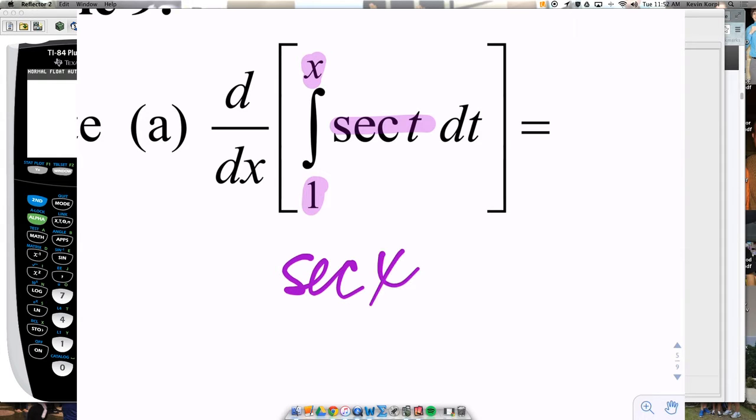Secant of x. Perfect. That's the answer. Perfect. Because we're taking the derivative of the integral and we're going from a plain old number to a plain old x. It's just going to be the plain old integrand with x in there instead of t.